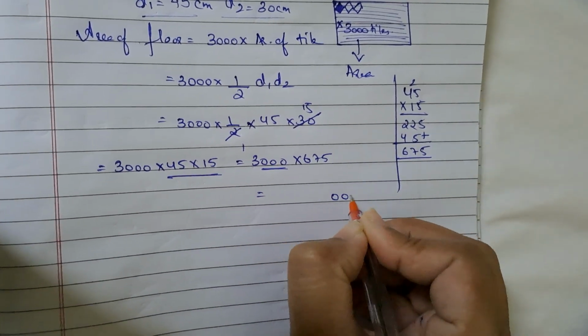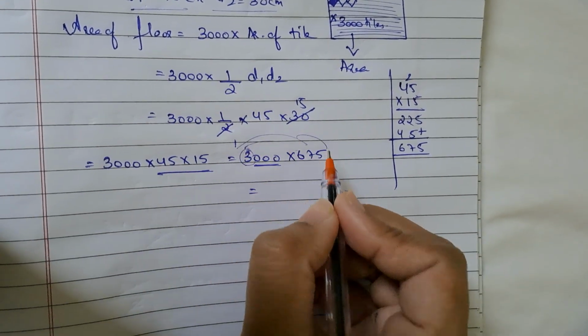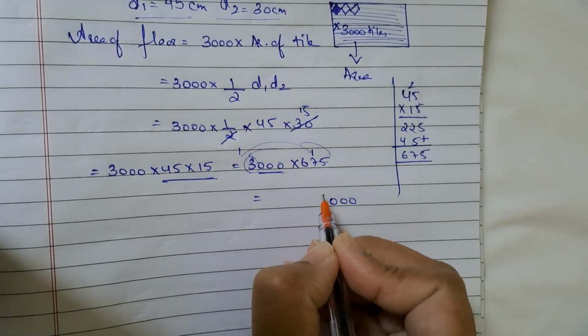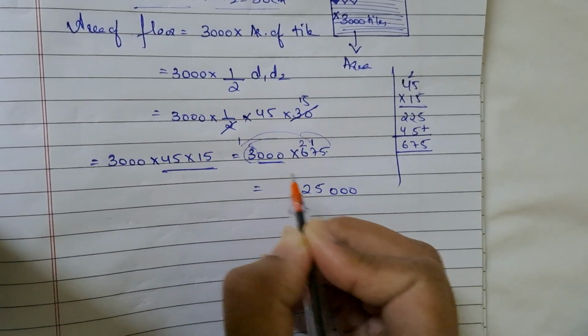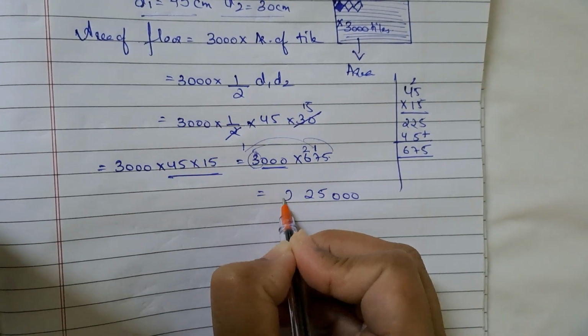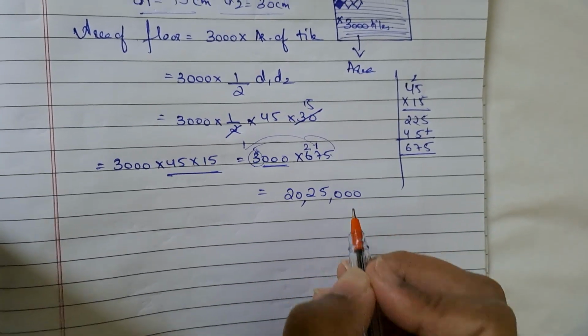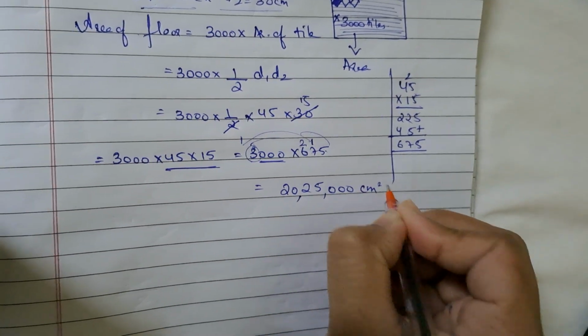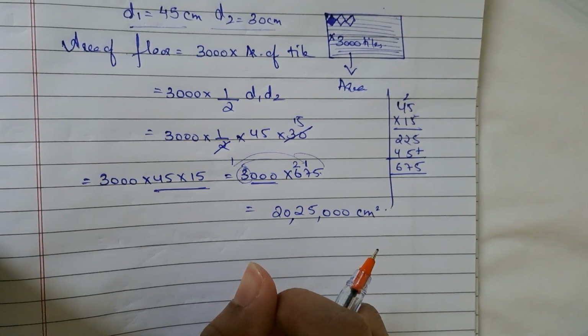In the end, I'm going to add these 3 zeros. Then this 3 will multiply with each number in here. 3 5s are 15, 3 7s are 21 plus 1 is 22, 3 6s are 18 plus 2 is 20. Putting the commas in here, so this is the area in centimeters square of the floor. Area of the floor we got.